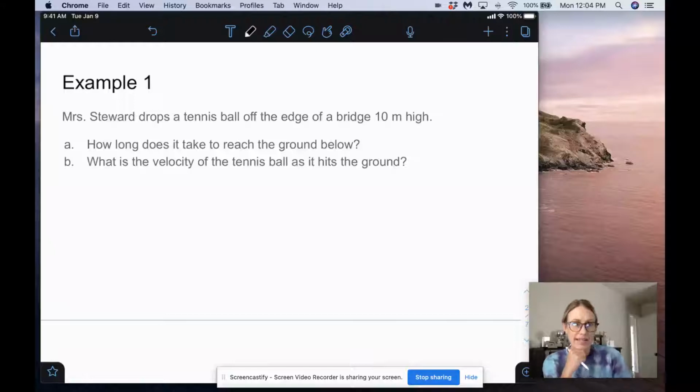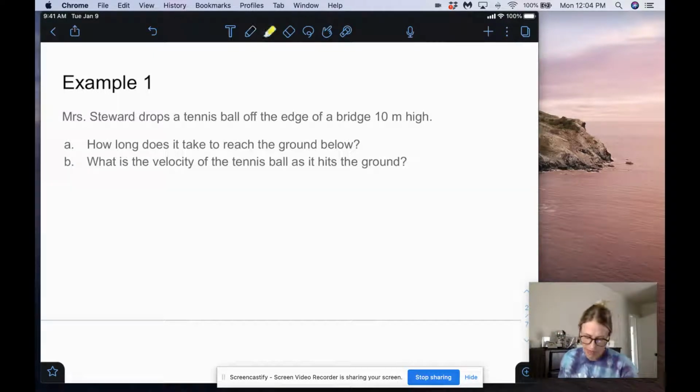All right, so here's our first example for those free fall problems. So we have example number 1. Mrs. Stewart drops a tennis ball off the edge of a bridge 10 meters high. A, how long does it take to reach the ground below? And B, what is the velocity of the tennis ball as it hits the ground?